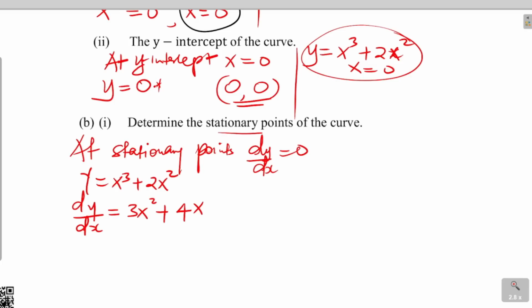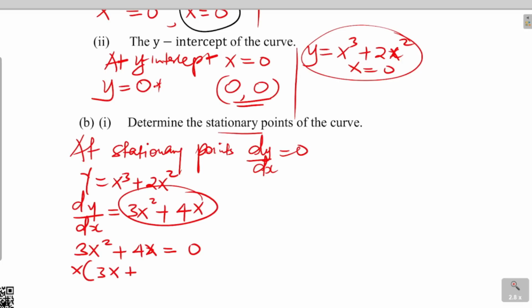And at a stationary point, the gradient, dy/dx, is equal to 0. So simply, you take 3x squared plus 4x, that is the gradient function, which is 0 at stationary points. This will give you the x coordinates of the stationary points. So you solve this. x is common, so we need x(3x plus 4) equal to 0.